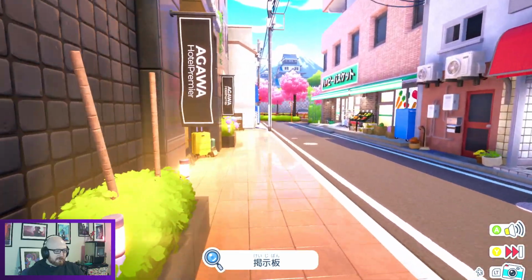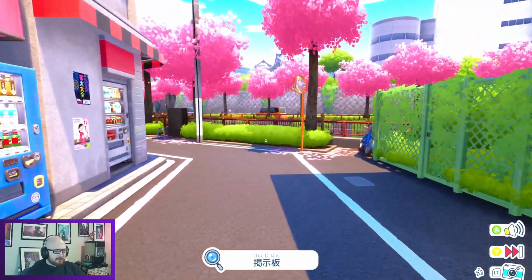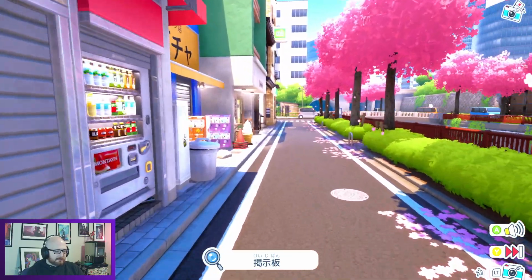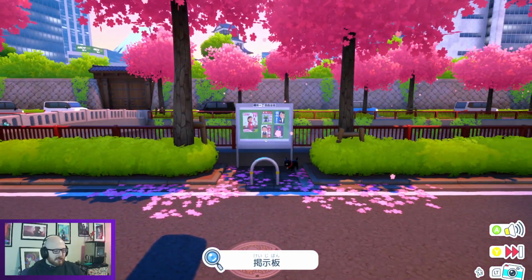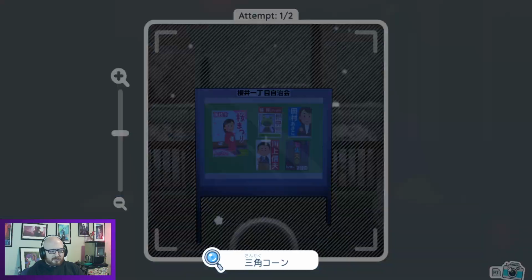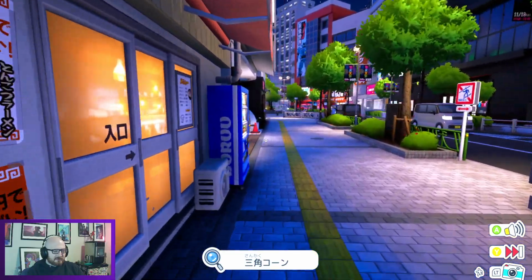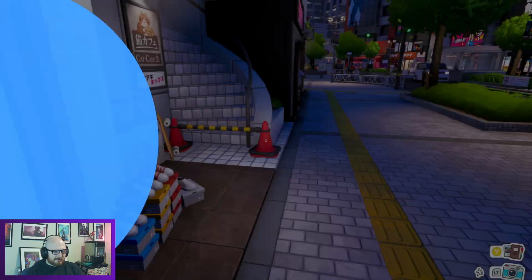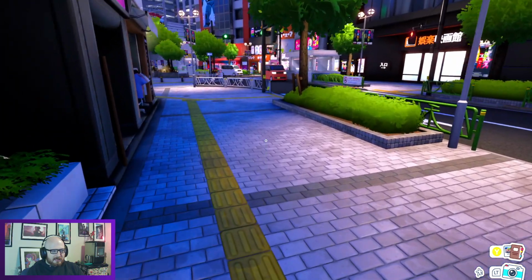So gomibako was trash can, a spot to put your trash, your trash being your gomi. All right. Keijiban is a bulletin board. So there we go, bulletin board right there. And then sankaku kon, so 3-sided cone. Easy does it. So that was nice and quick.